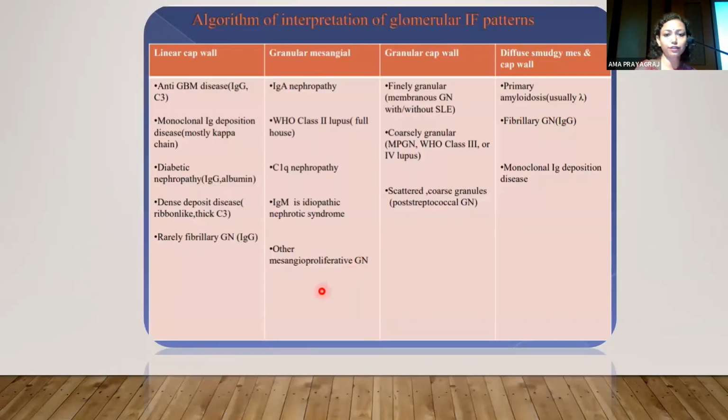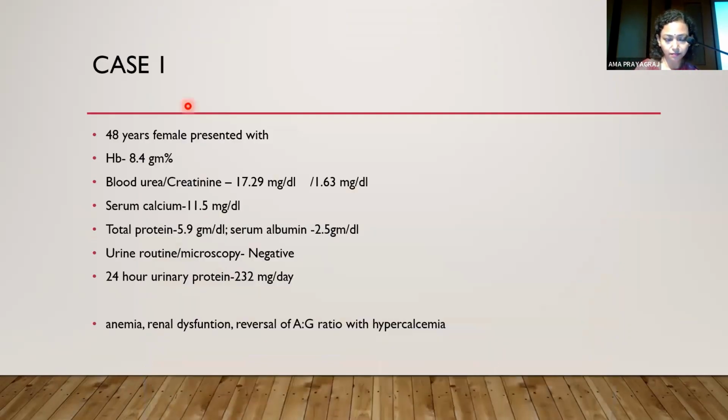For the interpretation of glomerular IF patterns, we can have different patterns. They can be granular in the mesangium, as I already said, IgA nephropathy. Then we have granular capillary wall. If it is finely granular, membranous; if coarsely granular, MPGN. And linear capillary wall deposits, in a rare disease not very commonly encountered, like anti-GBM disease.